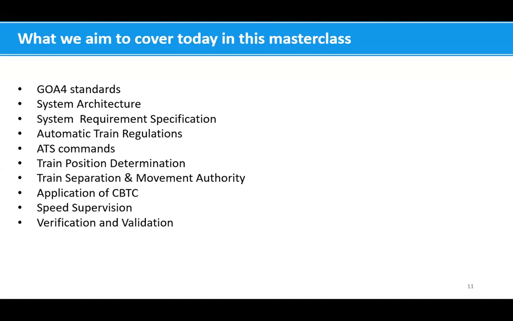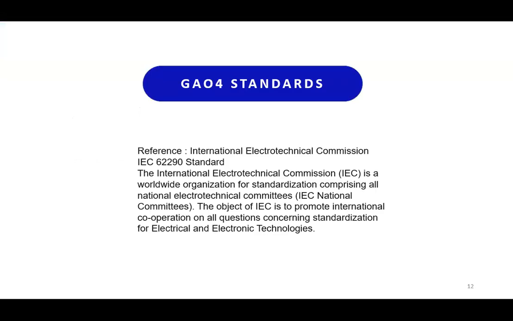As already told by Mr. Sumit Khan, in this masterclass we are dealing with a brief on standards of GOA4, architecture, system requirements, automatic train regulation, and the ATS, automatic train supervision. Then determining the train position, how to operate the train, giving movement authority, and what applications are available for GOA4 in this CBTC. How to supervise the speed, and verification and validation is the last one. With this introduction, let me go to the slides.